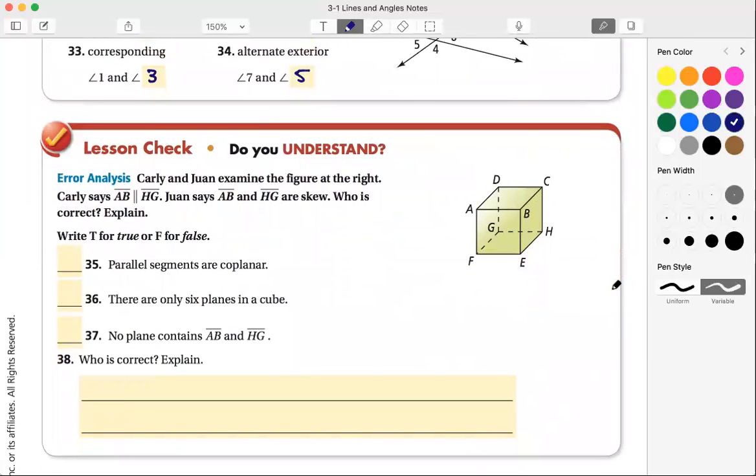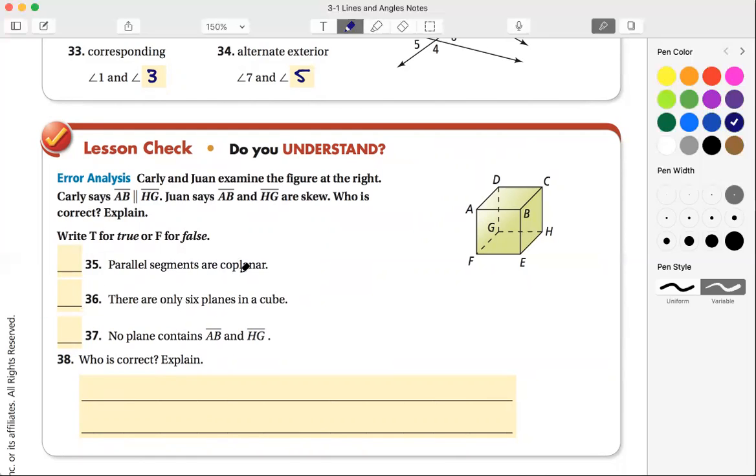Okay. So error analysis. Carly and Juan examined the figure at the right. Carly says line segment AB is parallel to line segment HG. Juan says line segment AB and line segment HG are skew. Who is correct? All right, let's go through the following.